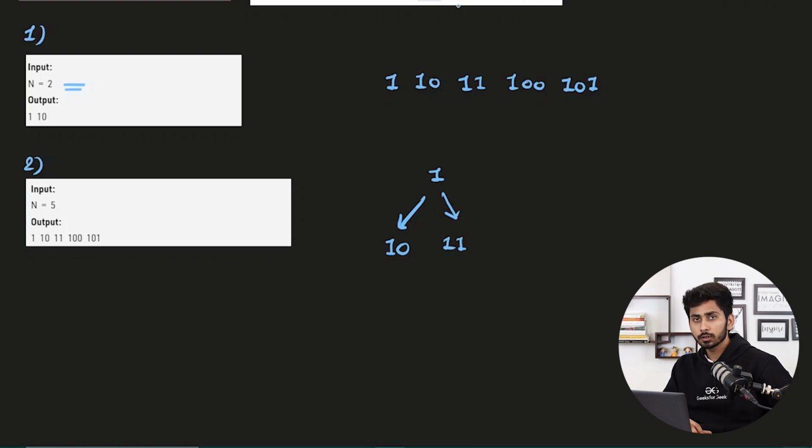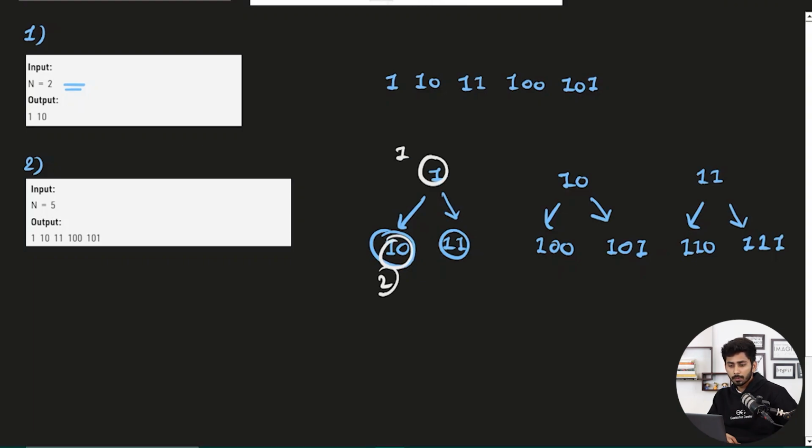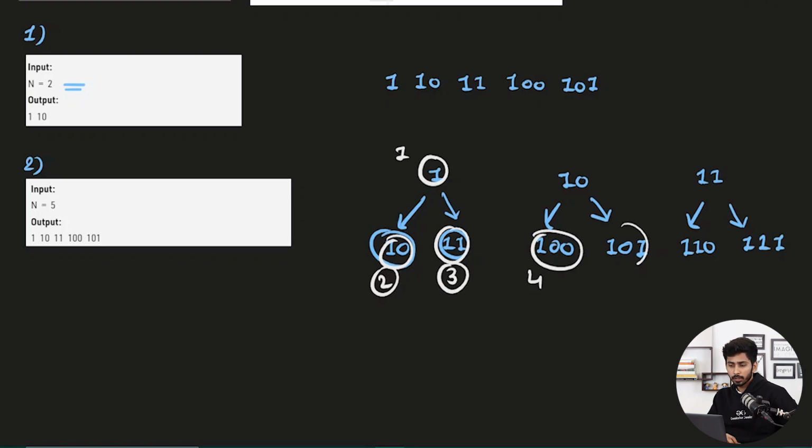Now let's say I want to generate the next binary number. I'll take this 10 and append a 0 and a 1 to it. Appending a 0 gives me 100, and appending a 1 gives me 101. For the next pair of binary numbers, I can take this 11 and append a 0, which gives me 110, and appending a 1 gives me 111. You can observe this is the first binary number 1, this is 2, and this is 3, and this is 4 and this is 5.